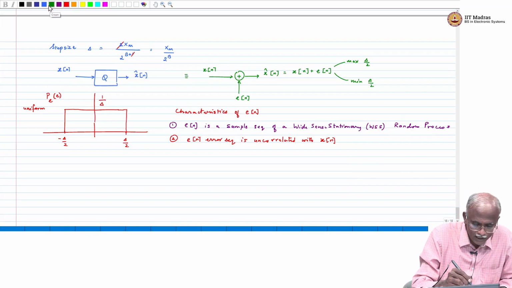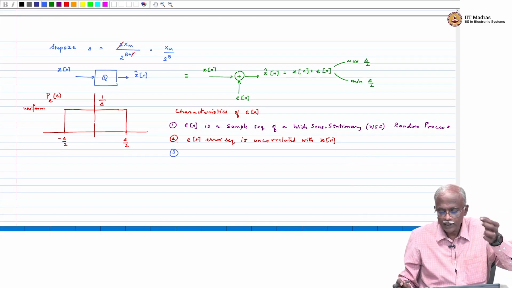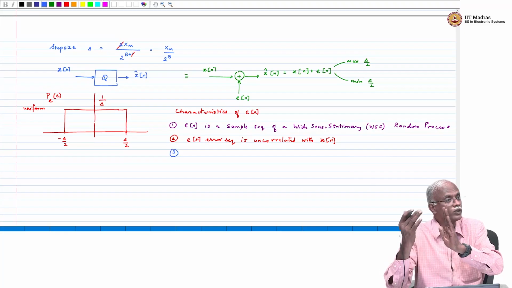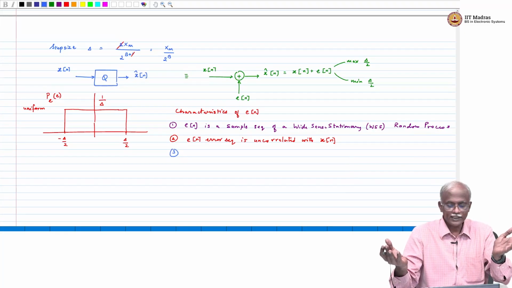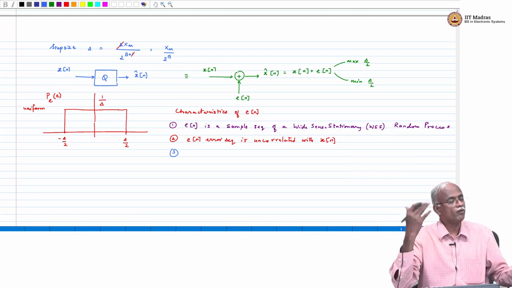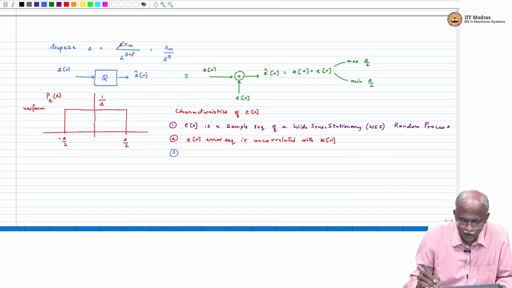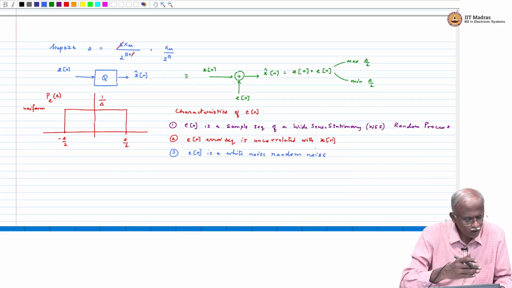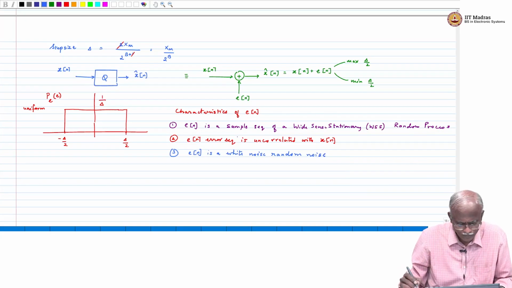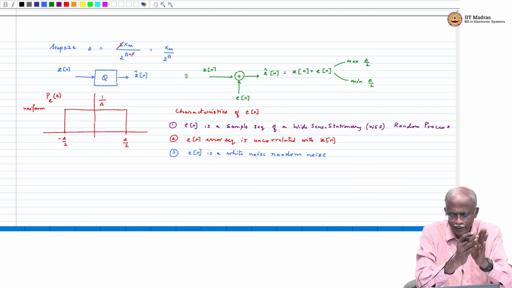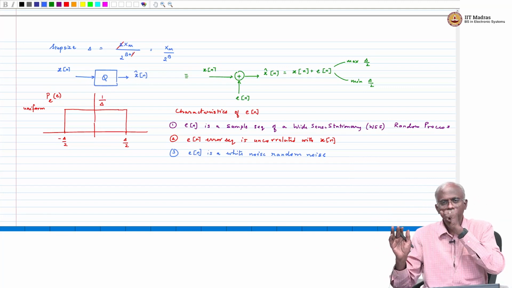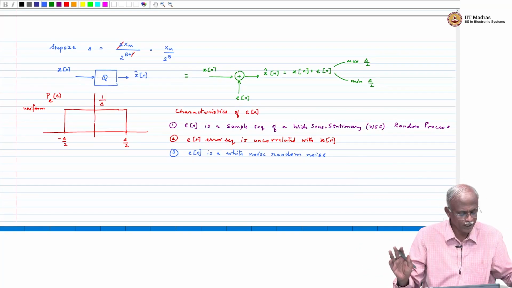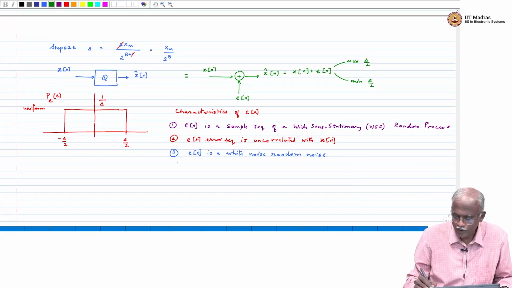Now, this third property is very important. The error that occurred on x of n and the error that occurred on x of n plus 1, the next sample, there is no relationship between these two. For example, x of n could have a negative error, and x of n plus 1 could have a positive error. So this is the most important: e of n is a white noise random process. White noise means e of n is not correlated with e of n plus 1. You can treat e of n as completely independent of e of n plus 1. Knowing e of n does not tell you anything about e of n plus 1 or e of n minus 1.